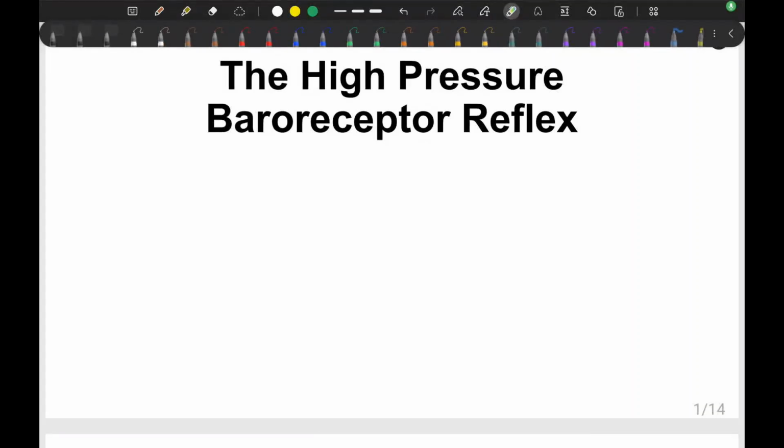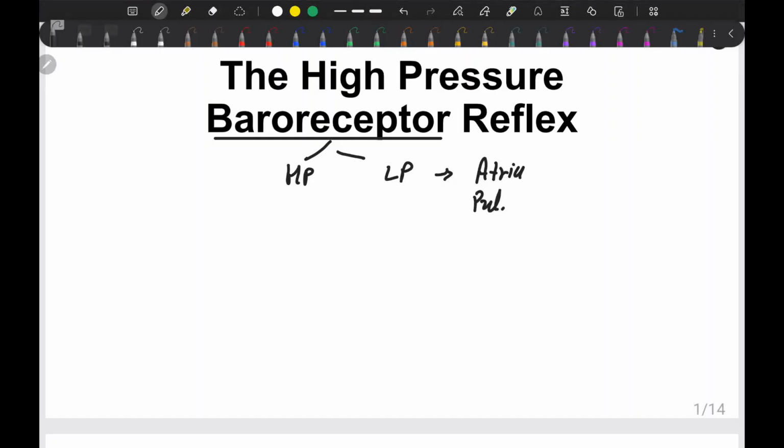I will be discussing the high pressure baroreceptor reflex. Now in our body we have baroreceptors of two types. One is high pressure, the other is low pressure. The low pressure baroreceptors are basically found in the wall of your atria and your pulmonary veins. But in this video I will mainly discuss the high pressure baroreceptors.